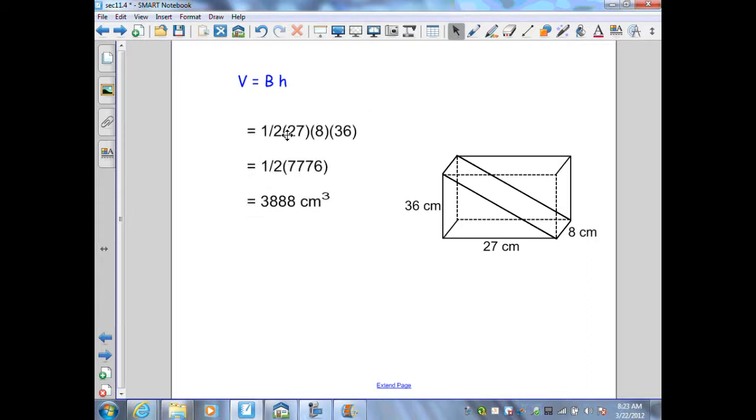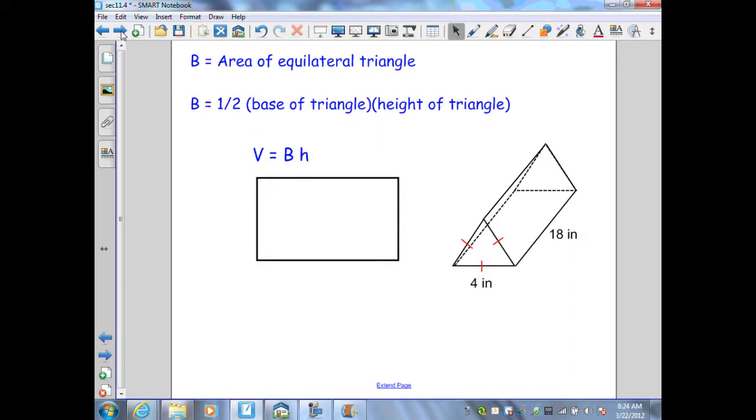Therefore, I have my volume equal to base times height, which is 27 times 8, which is the base, times the height, which is 36, and then multiplying by a half. When I do that, I'm going to get 3,888 centimeters cubed. Here, I want to find the volume of my triangular prism. I know that because my bases are equilateral triangles, as we have identified by the tick marks in our diagram.